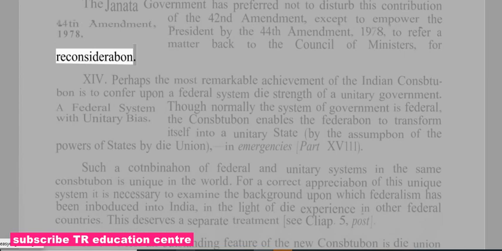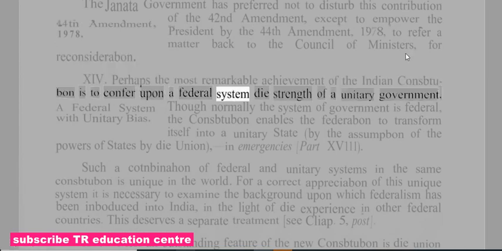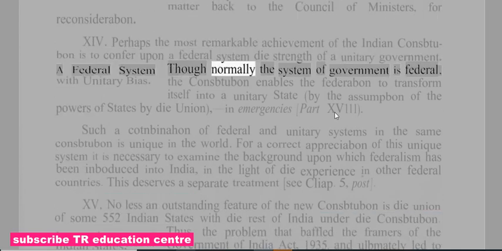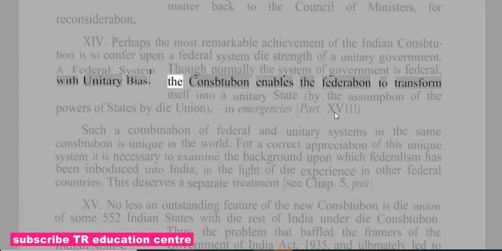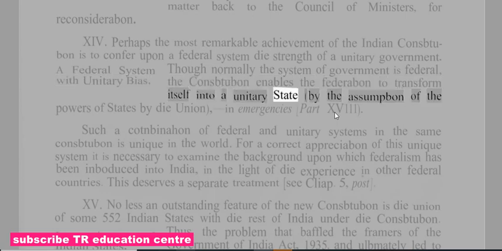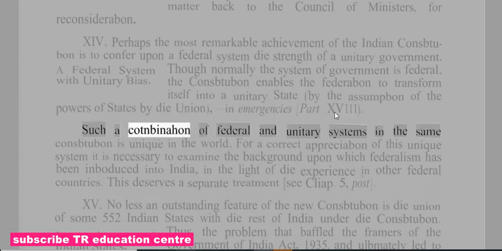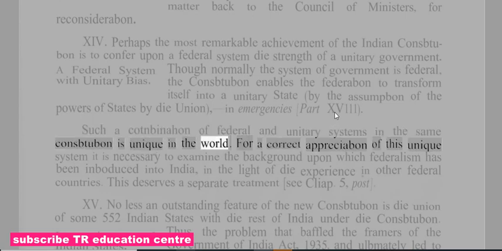Perhaps the most remarkable achievement of the Indian Constitution is to confer upon a federal system the strength of unitary government. Normally the system of government is federal, with unitary bias. The Constitution enables the federation to transform itself into a unitary state, by the assumption of the powers of states by the Union, in emergencies. Such a combination of federal and unitary systems in the same Constitution is unique in the world.